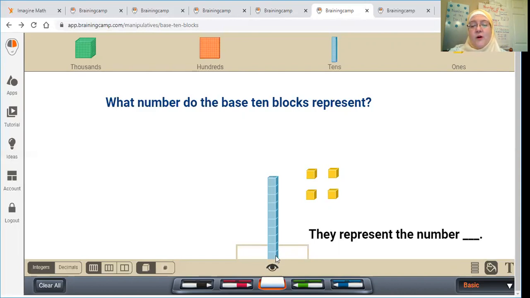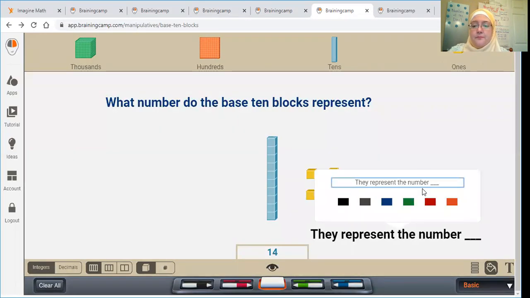So we can double check that this tens, this base 10 bar of 10, has 10. Let's double check. 1, 2, 3, 4, 5, 6, 7, 8, 9, 10. And there are ones, so it would come after 10. 11, 12, 13, 14. And down here, I hid the number. Let's just double check. Ta-da! 14. That's right.